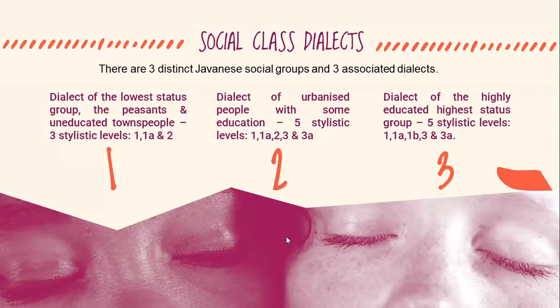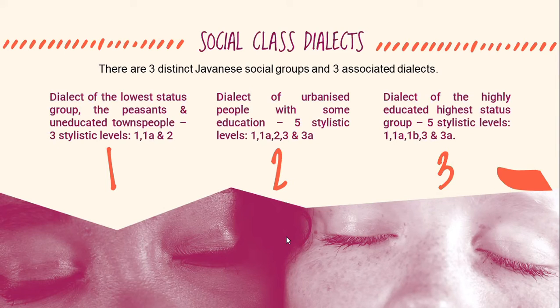The peasants are those of the lower level of society. Peasants are expected to master 3 stylistic levels, which are 1, 1A, and also 2. The dialect of urbanized people with some education is expected to master 5 stylistic levels, which are 1, 1A, 2, 3, and 3A.